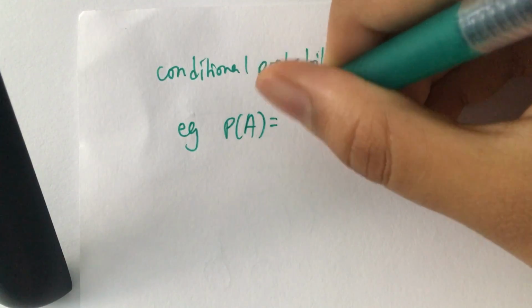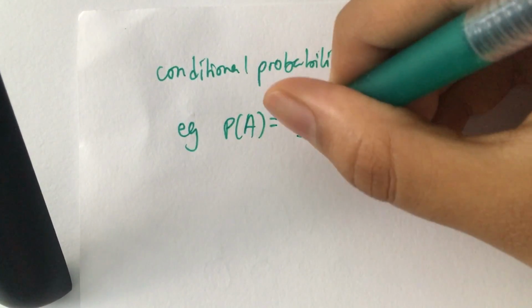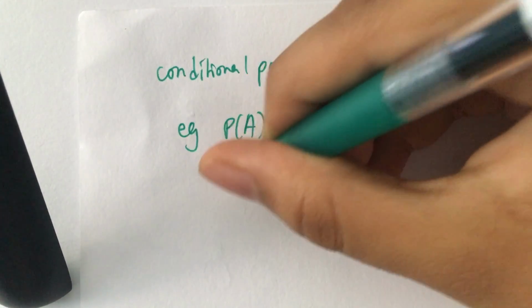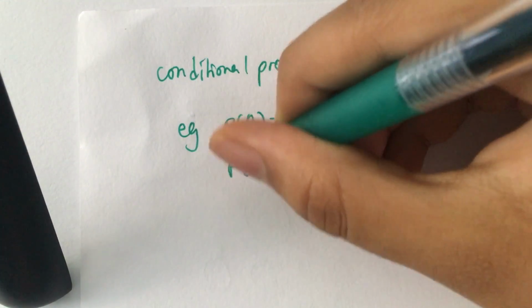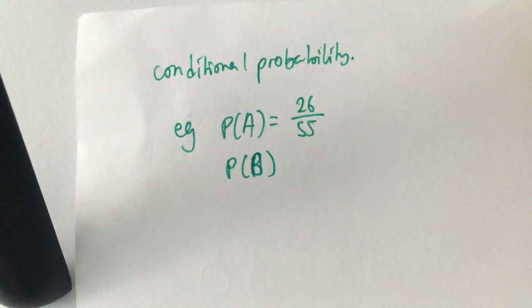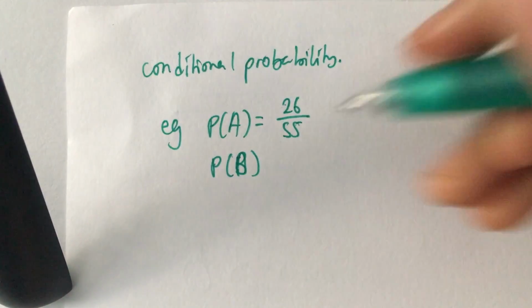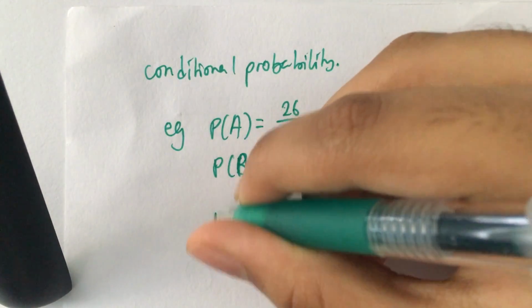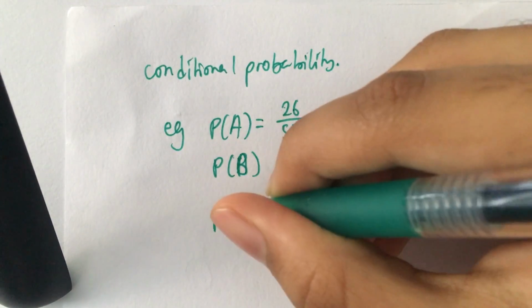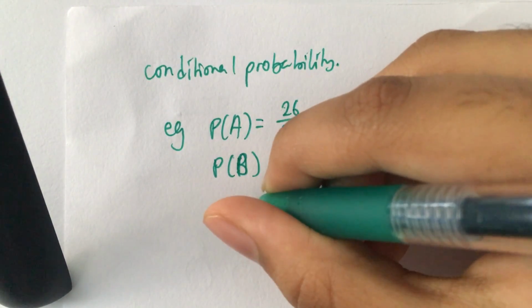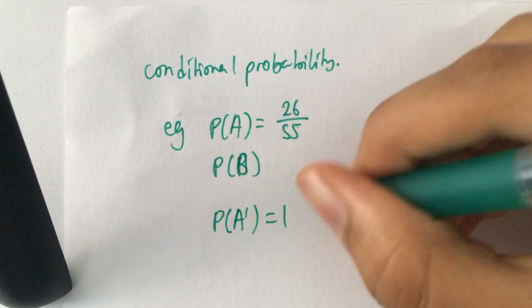So A prime here is whatever is not A. If A is a circle, then A prime is the stuff that is not that particular circle. So the probability of A prime is obviously 1, because 1 is 100%, minus the probability of A. So that's the first one, and I think that is clear enough.